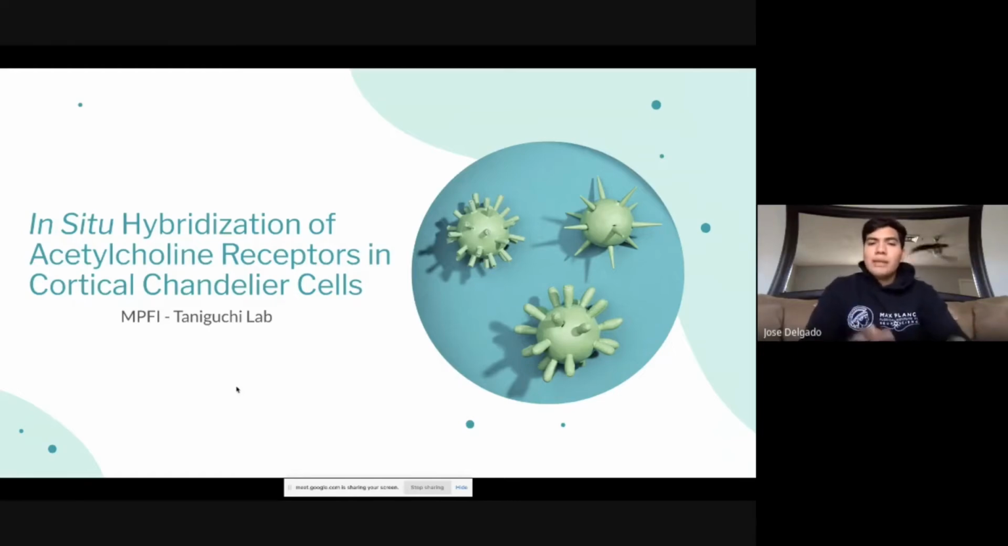And as you saw in the picture, these chandelier cells have a lot of projections. They branch out and connect to a lot of neurons. But he asked himself, what causes these neurons to actually grow and branch out? Well, he learned that acetylcholine, which is a neurotransmitter, actually causes them to branch out. But in order for these neurons to actually be affected by this neurotransmitter, they have to have receptors, okay?